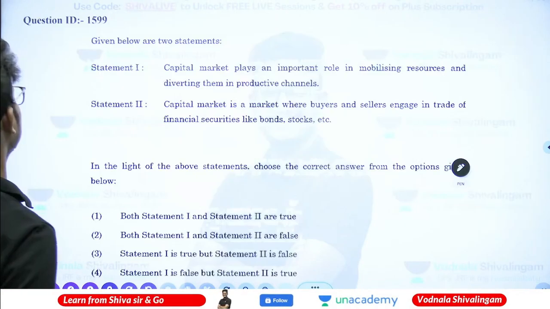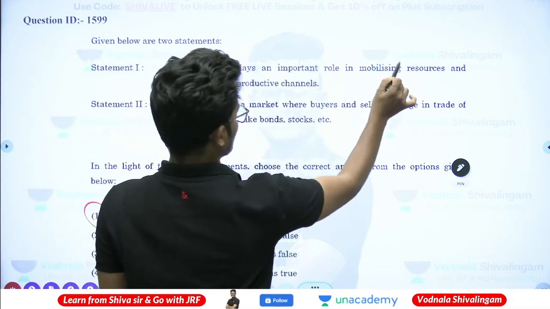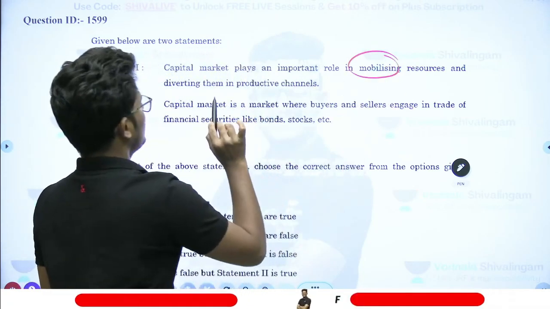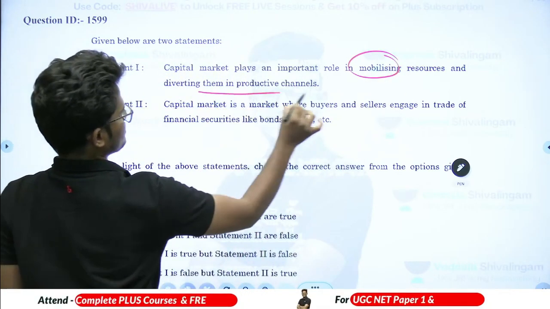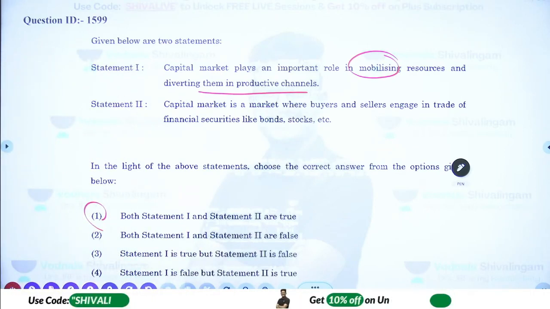Yes, the answer is A. Both the statements are true. The capital market plays an important role in mobilizing the resources and diverting them into productive channels.